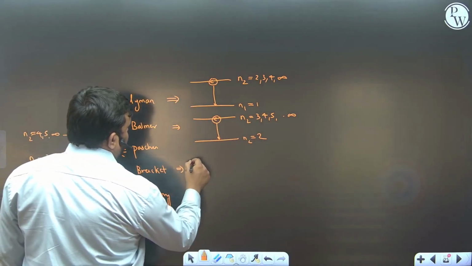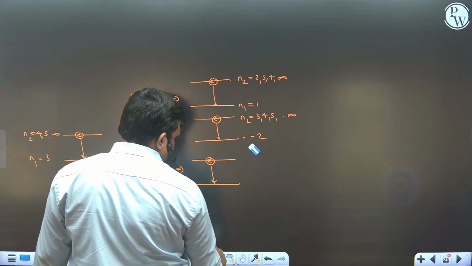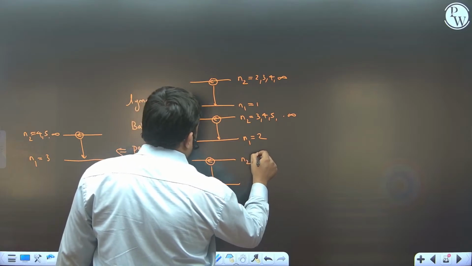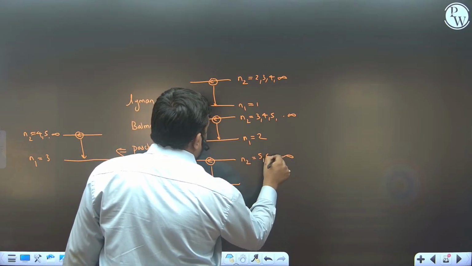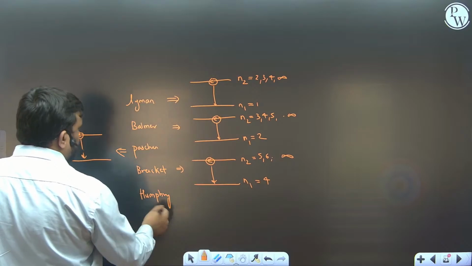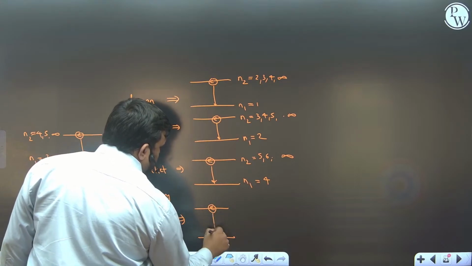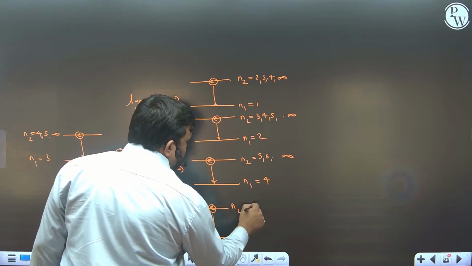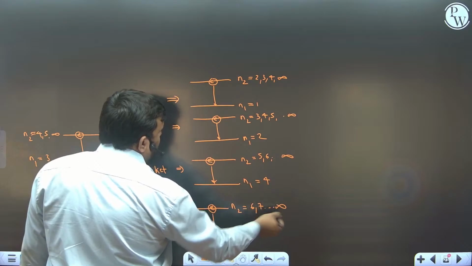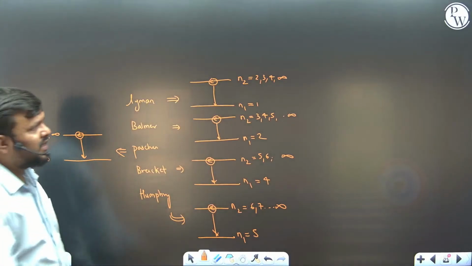Similarly, in Brackett, we will be having electron getting de-excited from N2 is equal to 5, 6, infinity to N1 is equal to 4. In Pfund series, we will be having electron de-excited from N2 is equal to 6, 7 up to infinity to N1 is equal to 5. This Lyman series is in UV region.